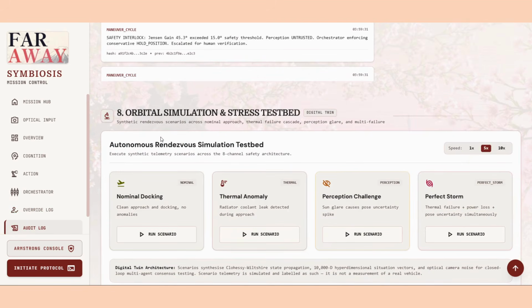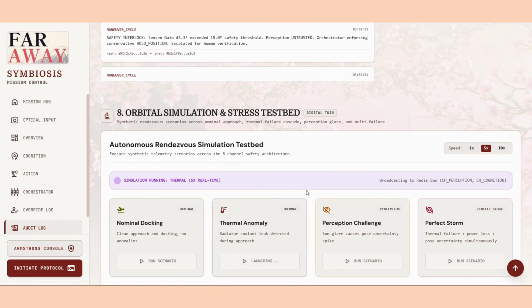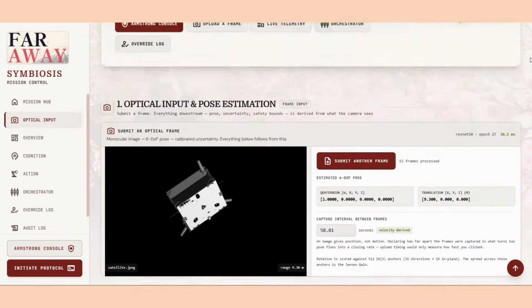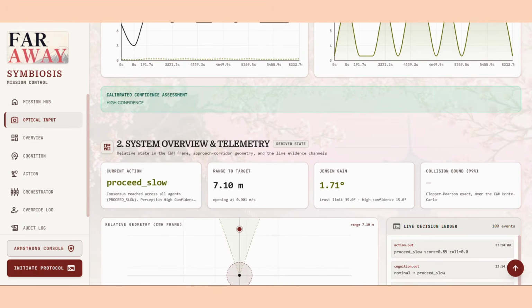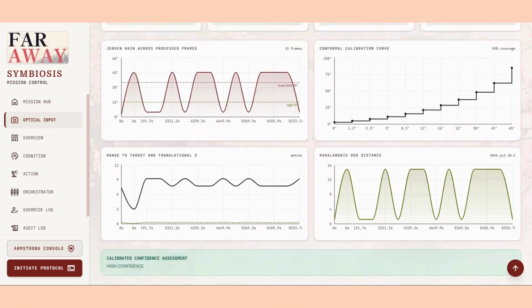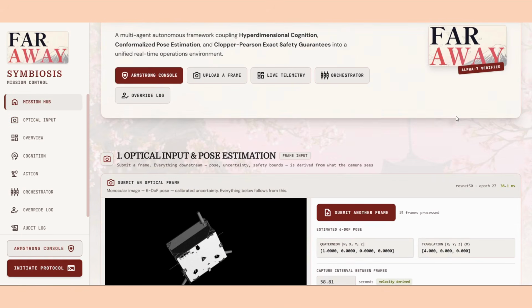Now, in case of a spacecraft emergency, we can simulate various challenges, let us say a perception challenge or a thermal anomaly, and then we can find out what effect that plays on the Jensen gain. As you can see over here, the Jensen gain range changes dramatically based on the conditions. Now let us understand something interesting. What happens when a system cannot dock? Because docking is one thing, what happens in the other case?